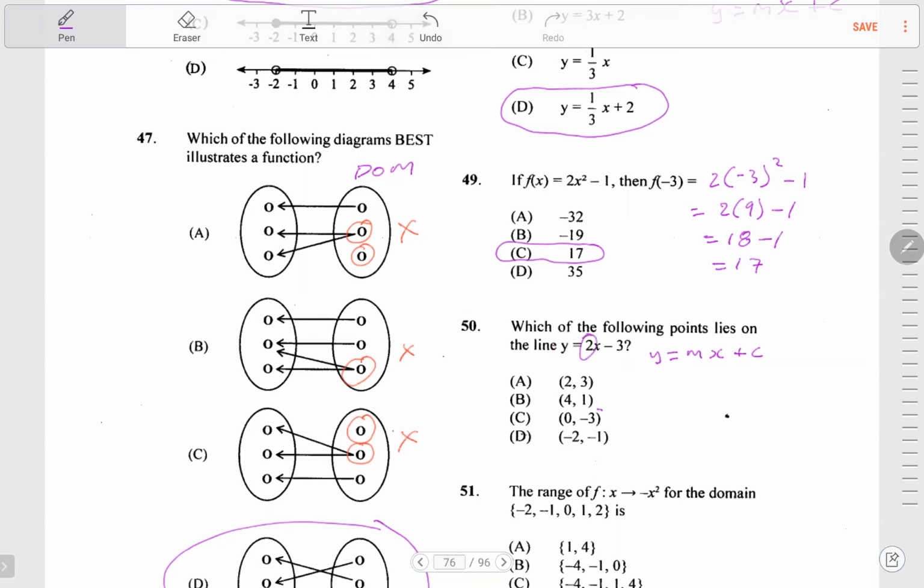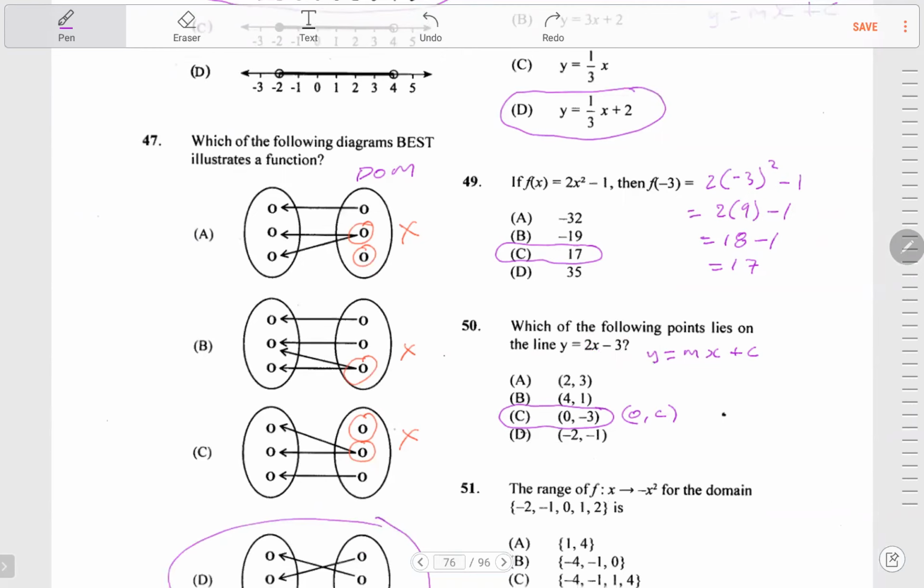So the gradient is 2, and the Y-axis intercept is negative 3. So this point is on the line. That's the C point, 0C. This point is 0C, because when X equals 0, Y equals negative 3. All right, we're now doing this question for the 9th time.